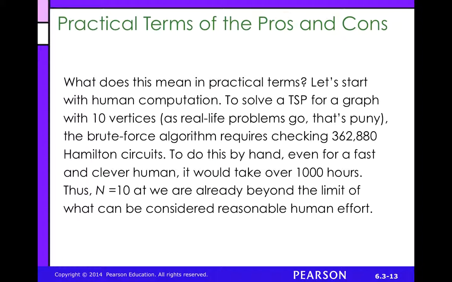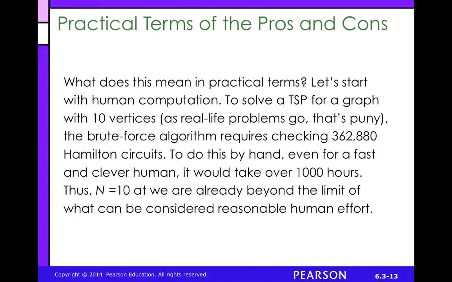What does this mean in practical terms? Well, let's start with just human computation. So to solve a traveling salesman problem for a graph with 10 vertices, and again, as real-life problems go, that's tiny. Okay, so 10 vertices means that if one of those vertices is your home base as a delivery person, you're only delivering packages to 9 houses or to 9 businesses or whatever.